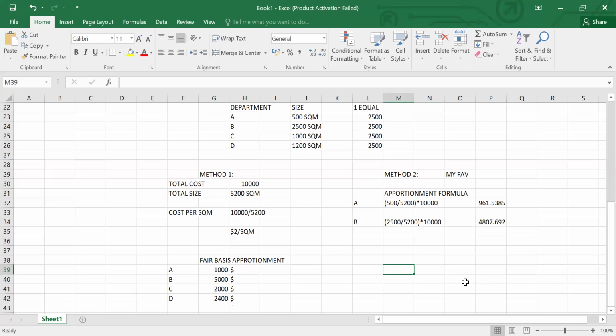Sorry, I'm saying department, my bad. In major questions you will see that the overhead cost that is to be apportioned in that question will majorly be, number one, electricity bill.